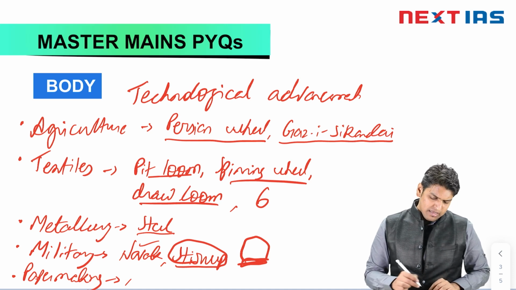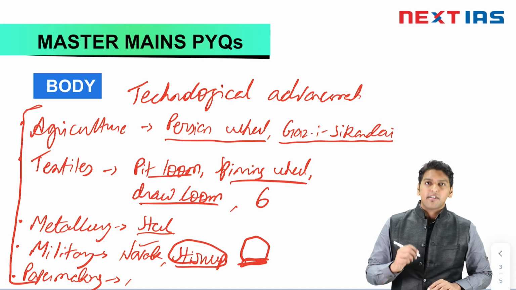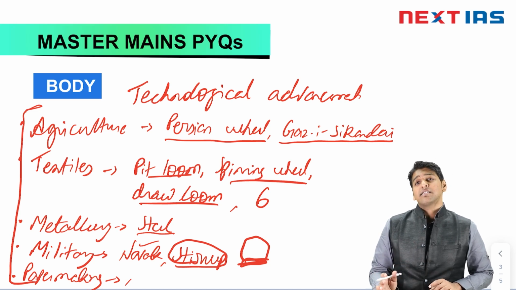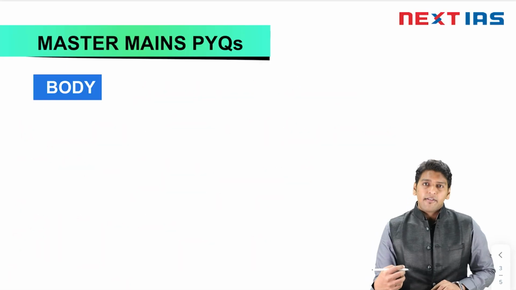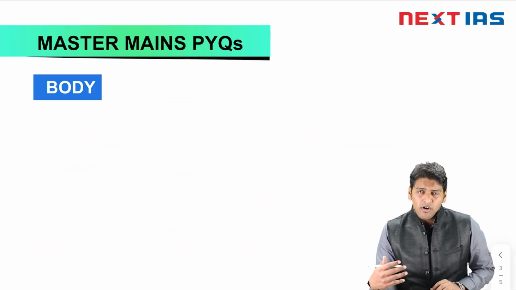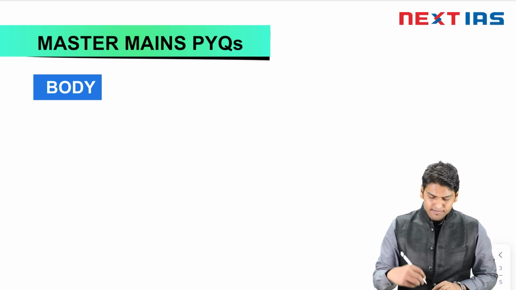So these were the particular contributions in the field of technological advancements. In the next part, we shall see how it impacted the society of that time. A very important technological development of the Delhi Sultanate period was the architecture.